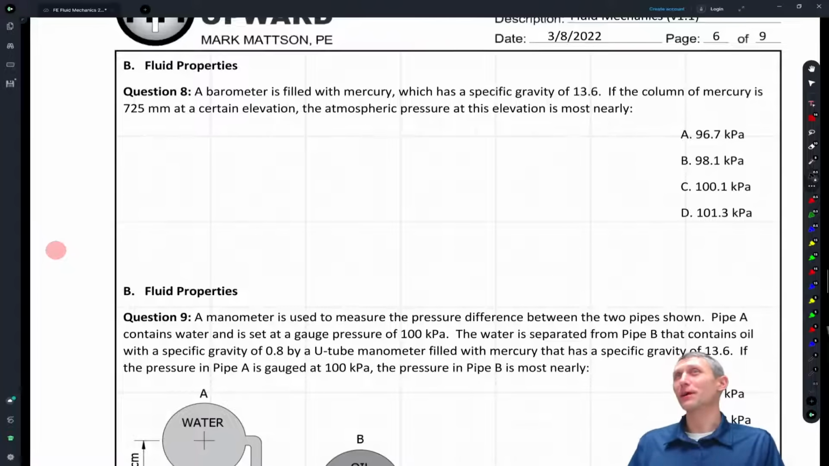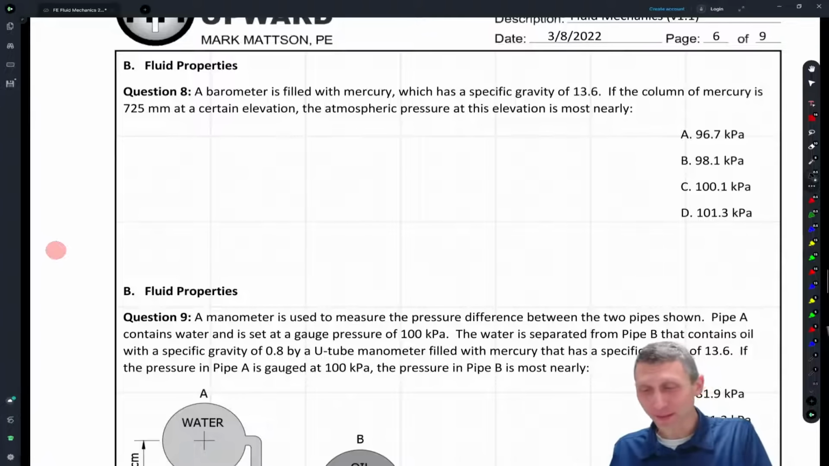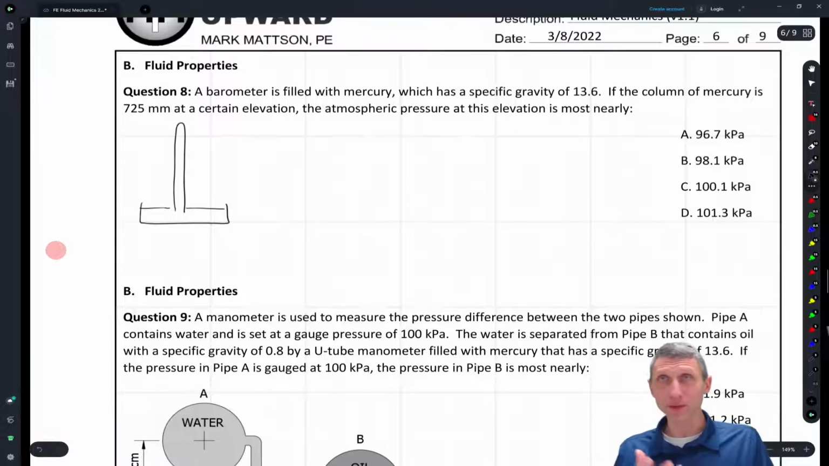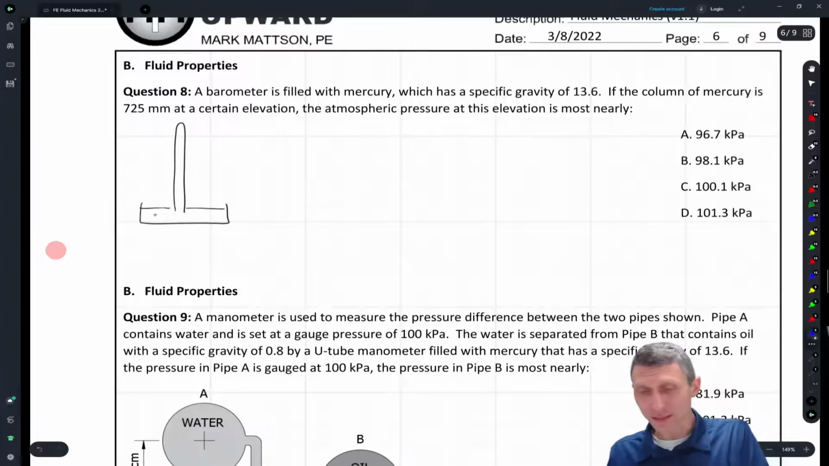So here we have a low pressure, right? We have a pressure in a barometer. And what's a barometer? It measures the atmospheric pressure. And how does it work? Well, basically, you have this tube that sits up, and you fill it with a liquid. Mercury's one that had been used forever and ever because it has a very high specific gravity, right?